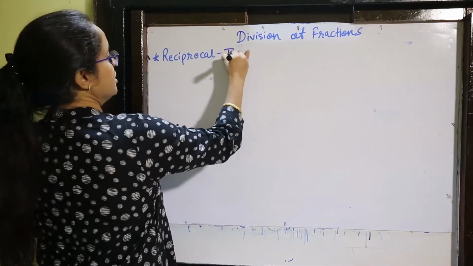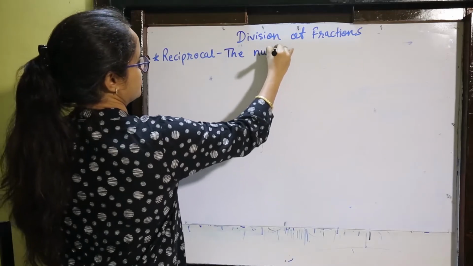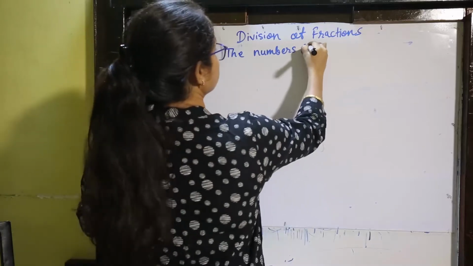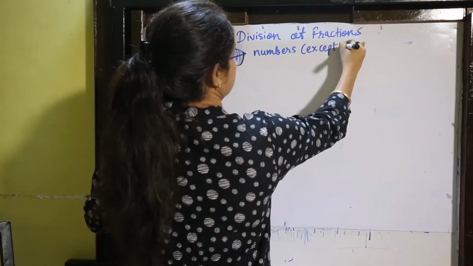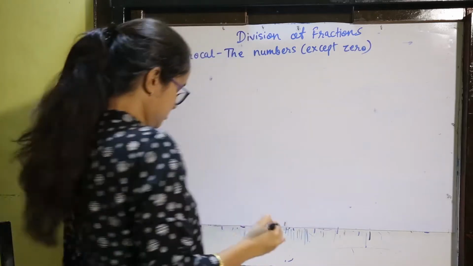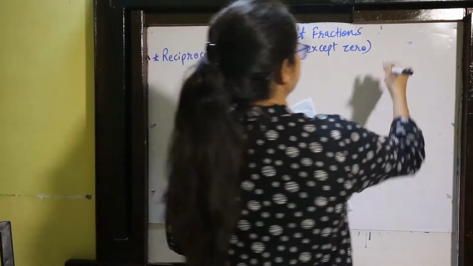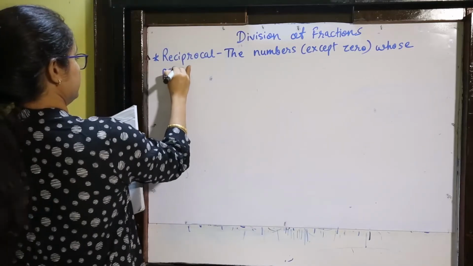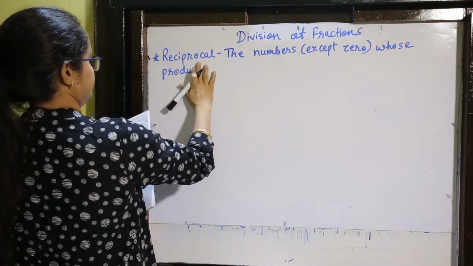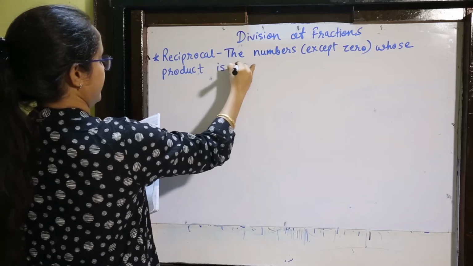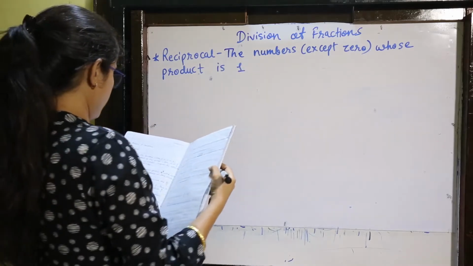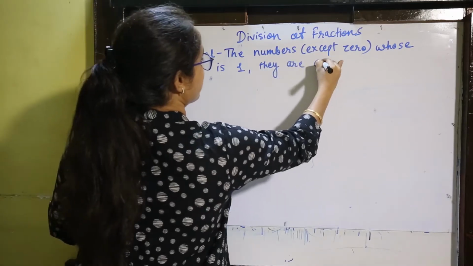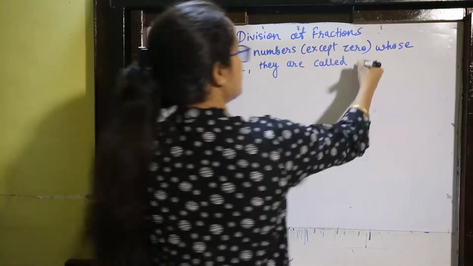Okay, write down: the numbers, except 0, whose product is 1, they are called reciprocals of each other.